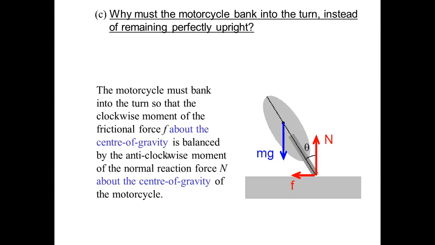Okay, so this is the answer that is printed for you in your lecture notes. The motorcycle must bank, that means must tilt into the turn, so that the clockwise moment of the frictional force F about the CG is balanced by the anti-clockwise moment of the normal reaction force N, also about the CG of the motorcycle.